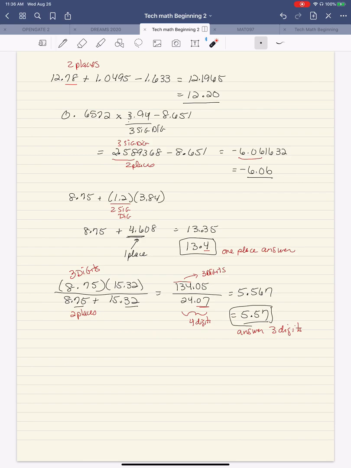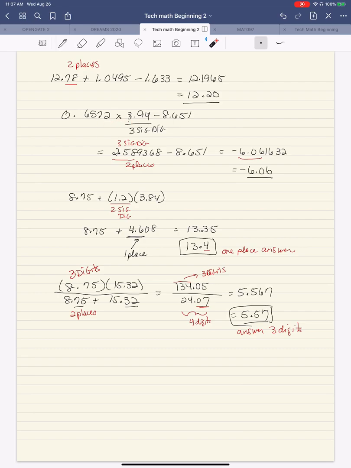12.78 plus 1.0495 minus 1.633. I'm looking at the decimal positions. This has 2, this has 4, this has 3. I need to do 2 for my final answer. So I add them up on my calculator, subtract, and I get 12.1965, getting down to 2 places, because this is a 9 and a 6 here. This is going to go up to 20. So I have to put the 2 0 to show the 2 places.